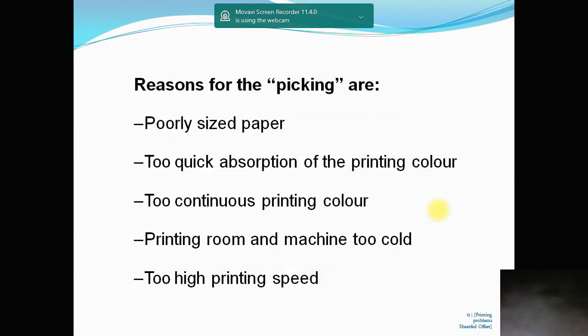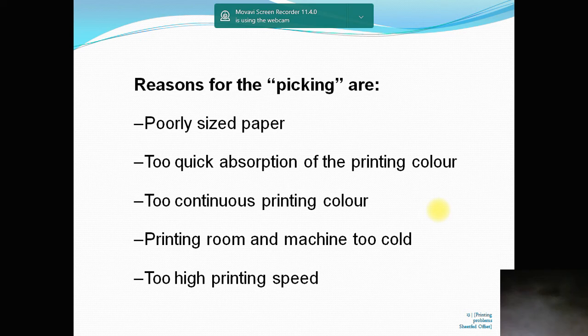Reasons for picking: crudely sized paper. That means sizing. I think you might know about sizing. If you don't know about that, I cannot explain it at this juncture. The procedure to give a strong surface to the paper at the time of manufacturing itself is called sizing. There are so many procedures to give sizing to the papers.